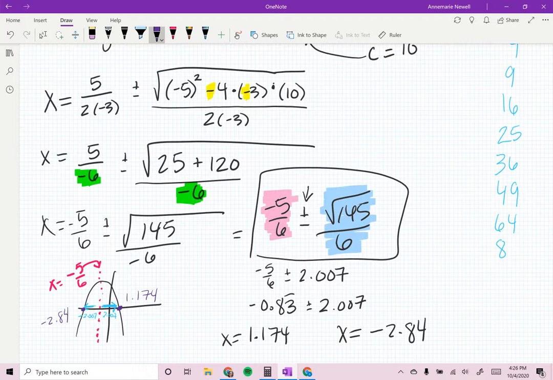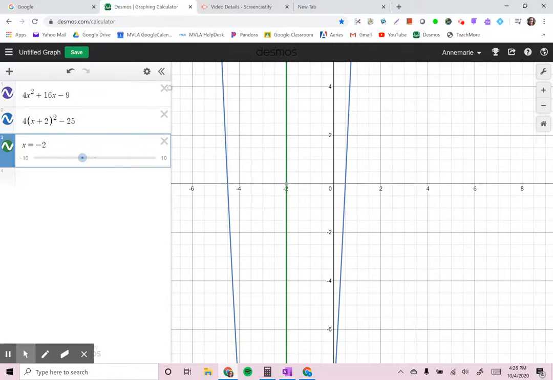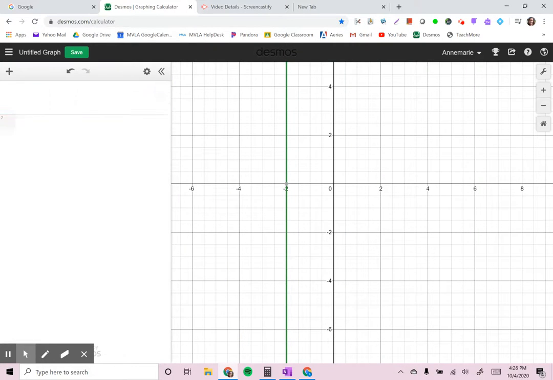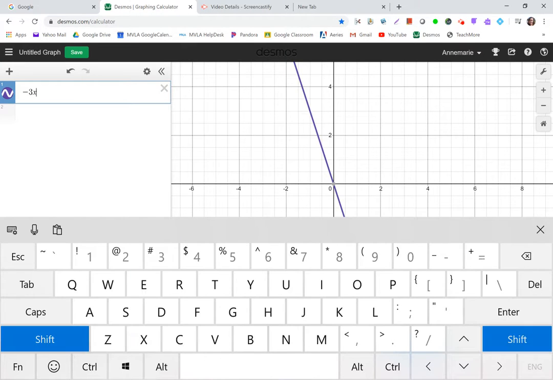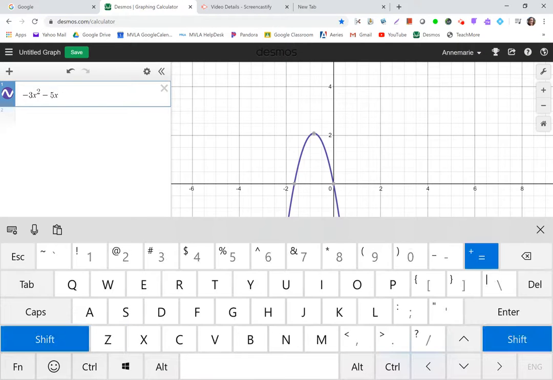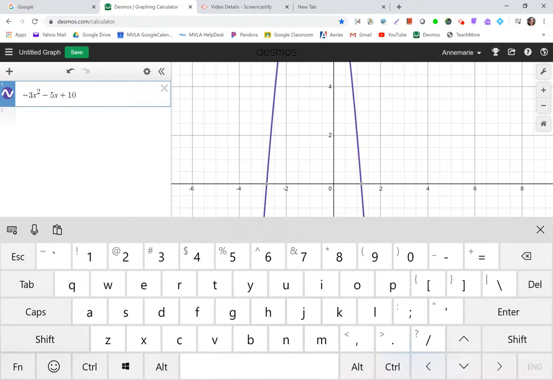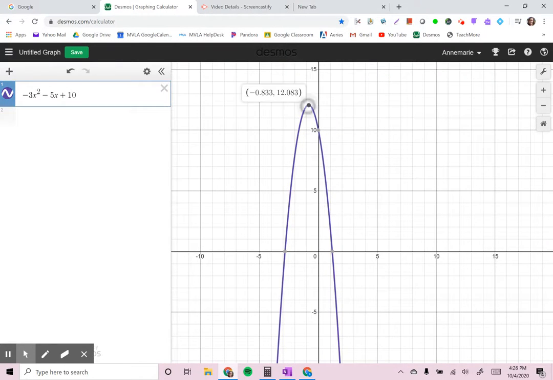Okay, let's just graph it and make sure that we're doing this right. Yeah, go to Desmos, get rid of our old functions. Uh-oh, what was our function? -3x squared, nope, squared, was it -5x plus 10? Hey, good job, Miss Noel, with your graph. Okay. Axis of symmetry is -5/6, and our intercepts are 1.174 and -2.84.